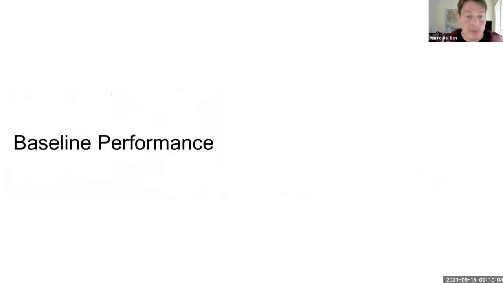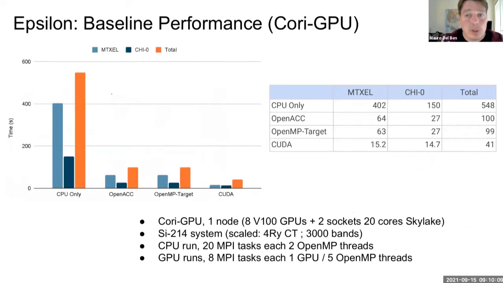We measured this before starting the OpenACC optimization of the Epsilon module. Most of the results I'm going to show you were obtained on the Cori-GPU cluster at NERSC. Each node has 8 V100 GPUs and 2 sockets of 20-core Skylake Intel CPUs. We're using a relatively small benchmark system, and we are comparing the CPU-only run, where we use 20 MPI tasks and only 2 OpenMP threads per MPI task, with the GPU run, which uses 8 MPI tasks and 1 GPU for each of the MPI tasks.